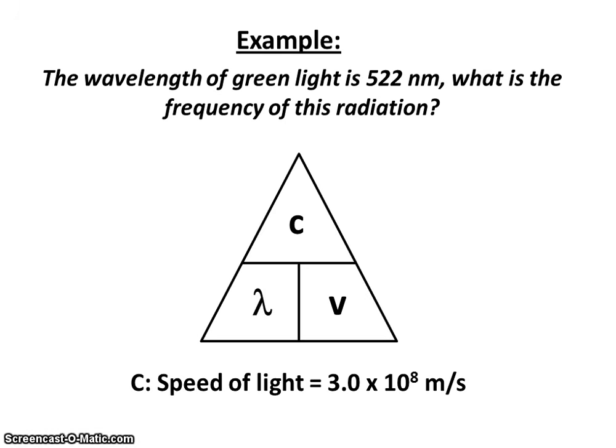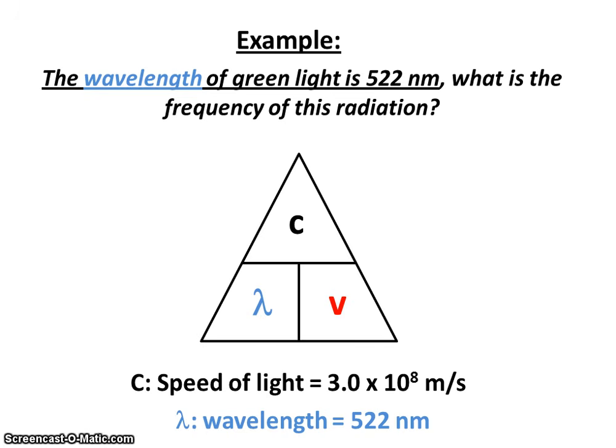So having the triangle and having the speed of light, now let's look at the problem. What is the problem asking me? It's asking me what is the frequency of this radiation. Therefore, what I'm trying to find is a frequency, or ν, highlighted in red in the triangle. On the other hand, the problem is also giving me the wavelength of light, which in this case is 522 nanometers. So basically, I have two things that I know, the speed of light and the wavelength, and all I have to do now is use the triangle to solve the equation.